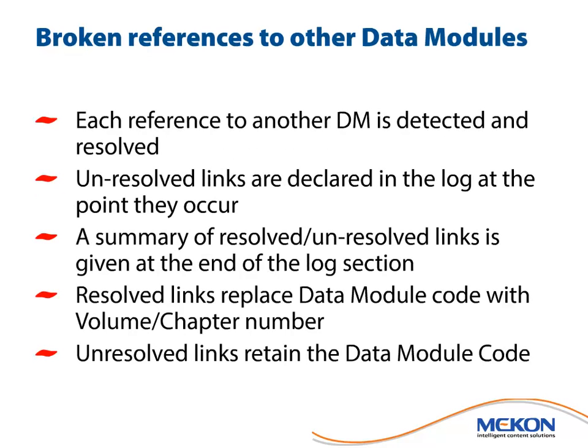The data modules in a publication make references to other data modules using the RefDM application. The unresolved links are declared in the log at the point at which they occur. And further down in the log, when we reach the end of the RefDM process, there is a summary of resolved and unresolved links, just to make sure that you're happy with what's in there. The resolved links replace the data module code with the volume or chapter number, and unresolved links will retain the data module code that you had in there to start with.